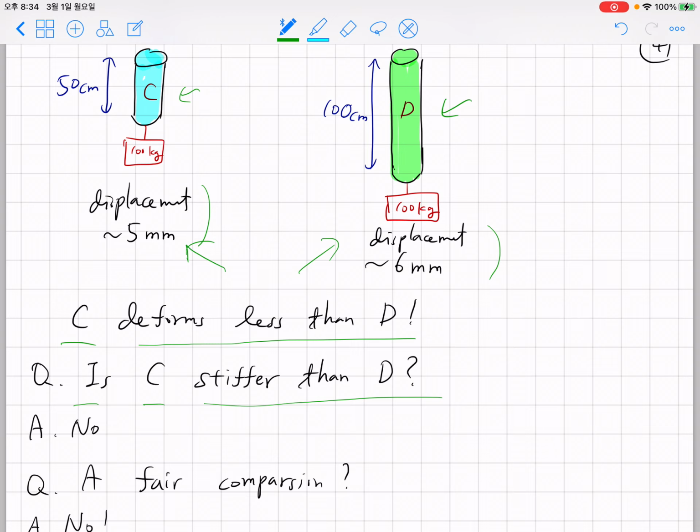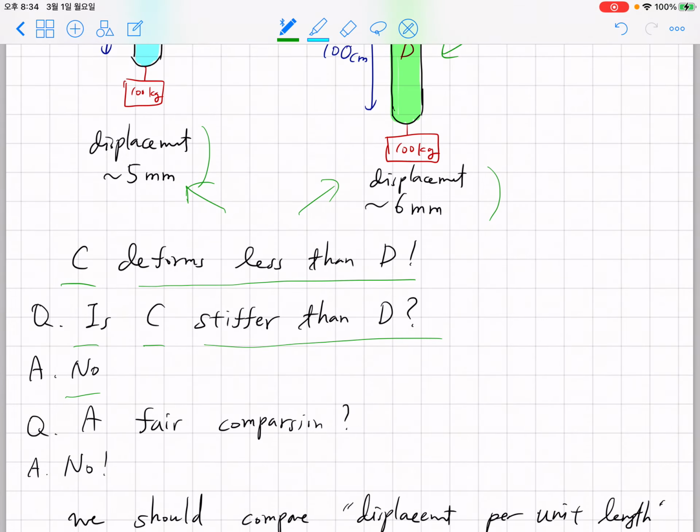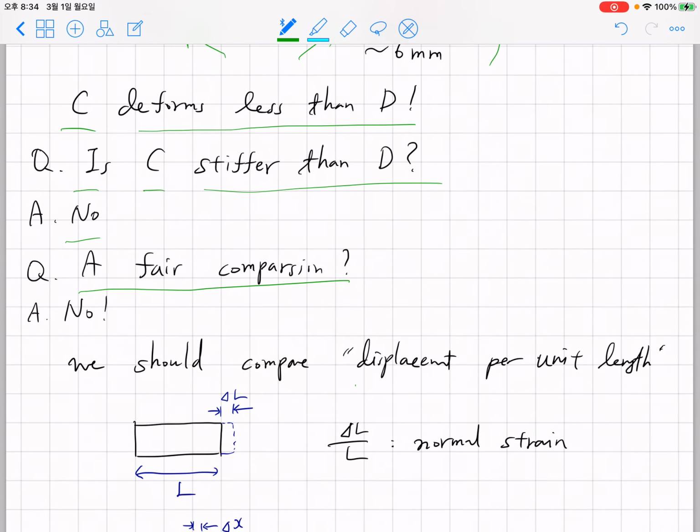However, if somebody asks the question, is material C stiffer than material D, we would say no. And if somebody says, is this a fair comparison, we're going to say no. So we should compare displacement per unit length. This is very important. When you compare the stiffness of two different materials, to make a fair comparison, we have to compare displacement per unit length.